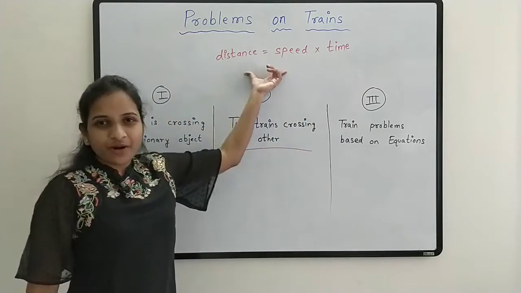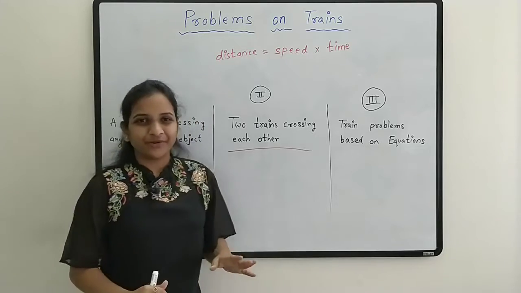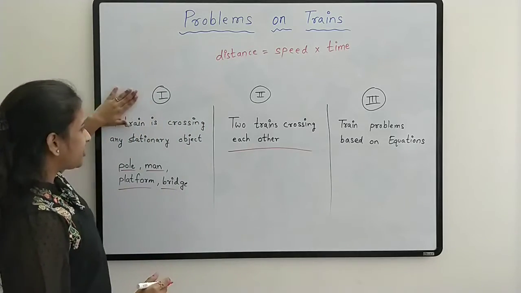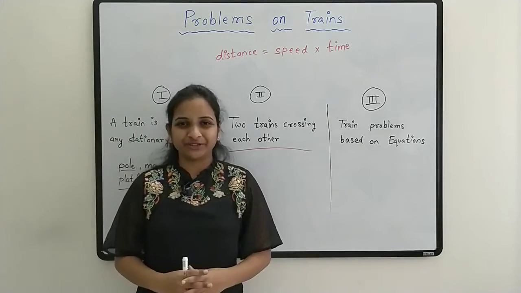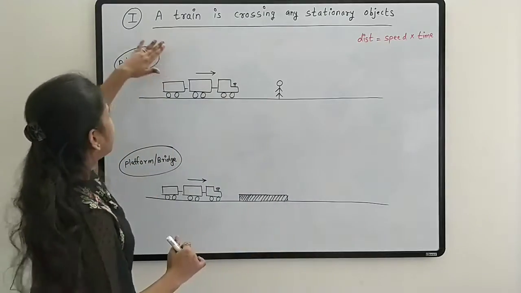This is a very simple, basic formula we all know. In this video, we will focus on category 1 only. These two category problems we will solve in next videos. Now let's understand category 1.